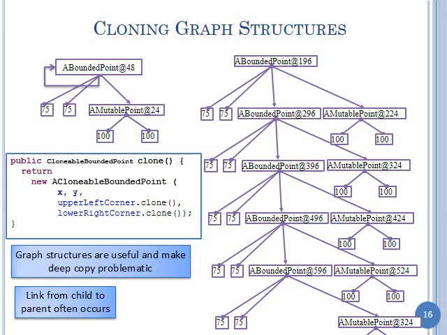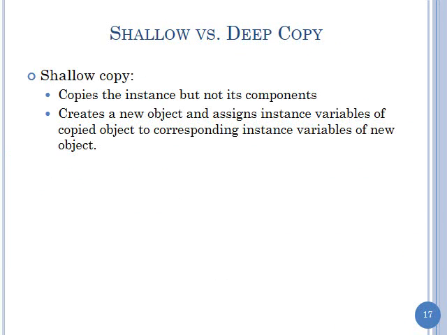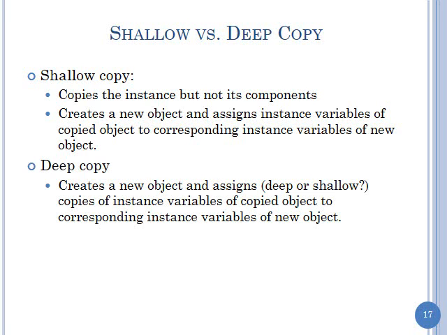Okay? And so let's just go on. So recursive structures are useful and make deep copy problematic. Links from child to parent often occur. Okay? So shallow copy copies the instance but not its components. Deep copy creates a new object and assigns deep or shallow copies of instance variables to copied objects. Okay? Yeah. It would be fine. You would just get a copy of the memory content. Okay.